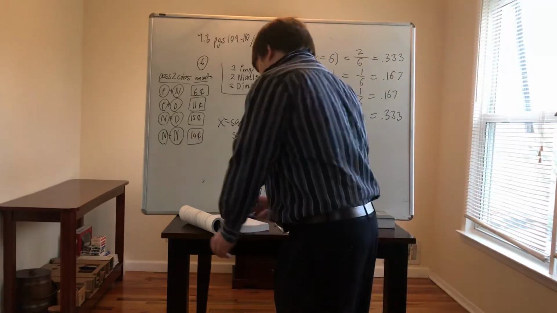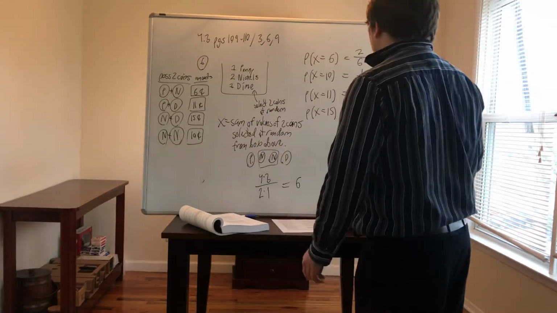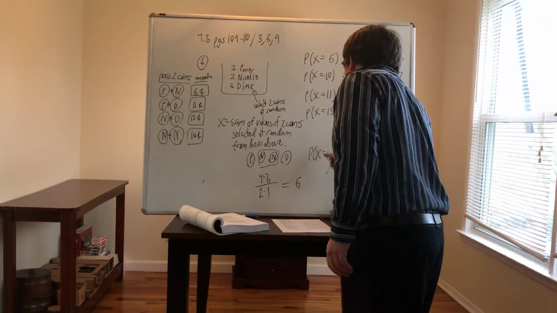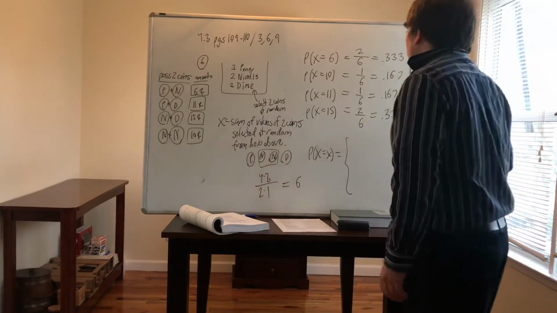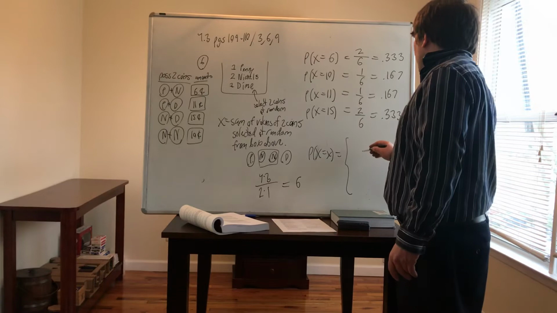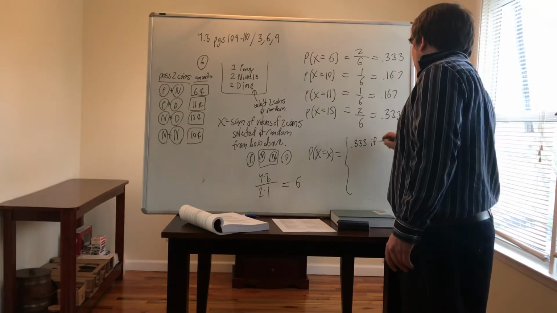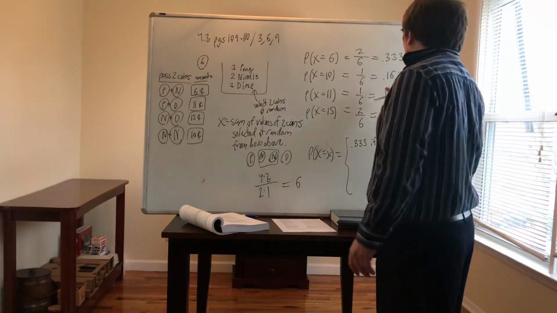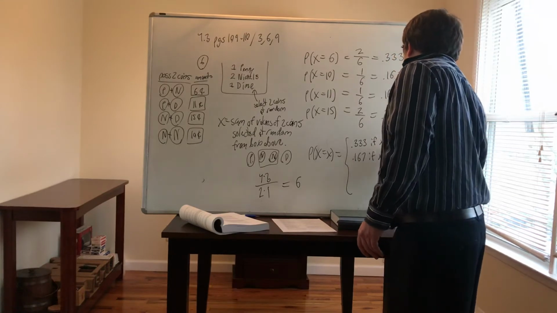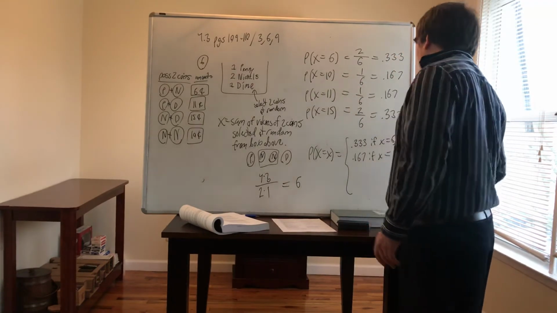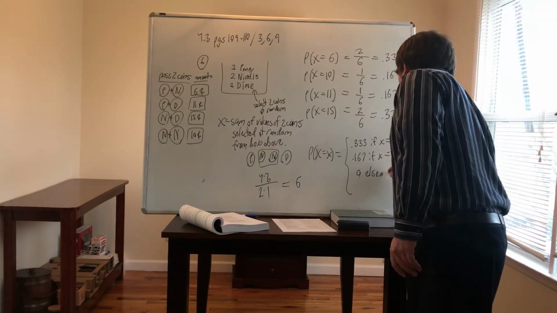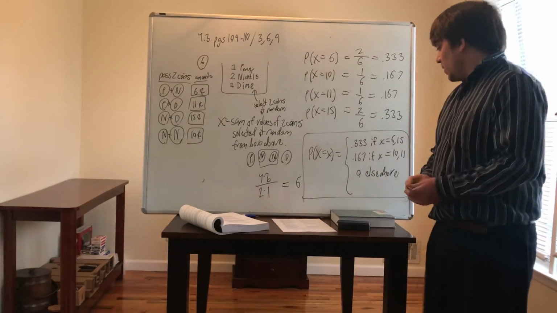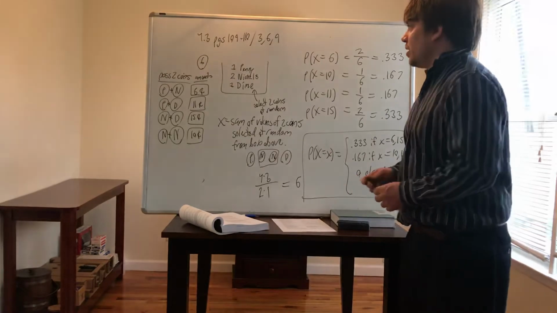And so the final answer: what is the probability function of x? The probability that our discrete random variable capital X is equal to little x is equal to 0.333 if little x is equal to 6 or 15. It's equal to 0.167 if little x is equal to 10 or 11, and it's equal to 0 elsewhere. So for any other value of x, the probability that capital X equals that little x is 0. Okay, and that's the final answer for number 6 in 4.3.